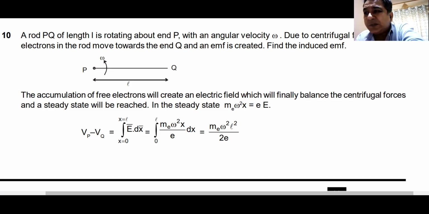Well done, so far so good. Due to centrifugal forces, the free electrons in the rod move towards the end Q. Okay, due to centrifugal forces, but we have to see what is given in the question. Here, electrons are moving, but not because of magnetic force, because of centrifugal force. Due to centrifugal forces, the free electrons in the rod move towards the end Q and an EMF is created. Find the induced EMF.